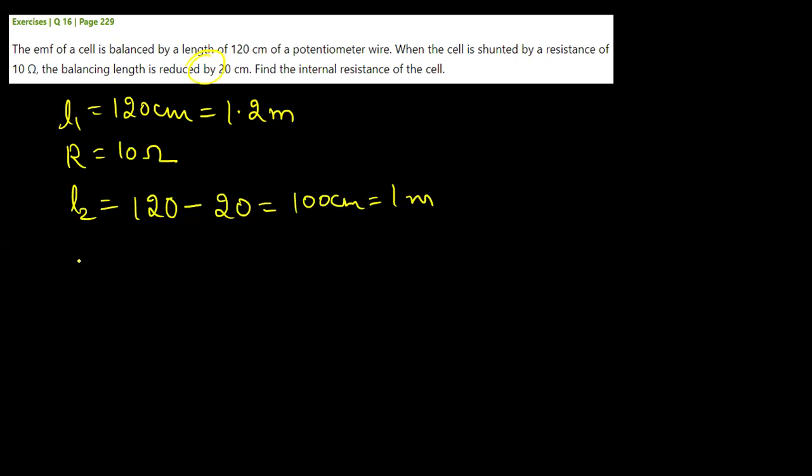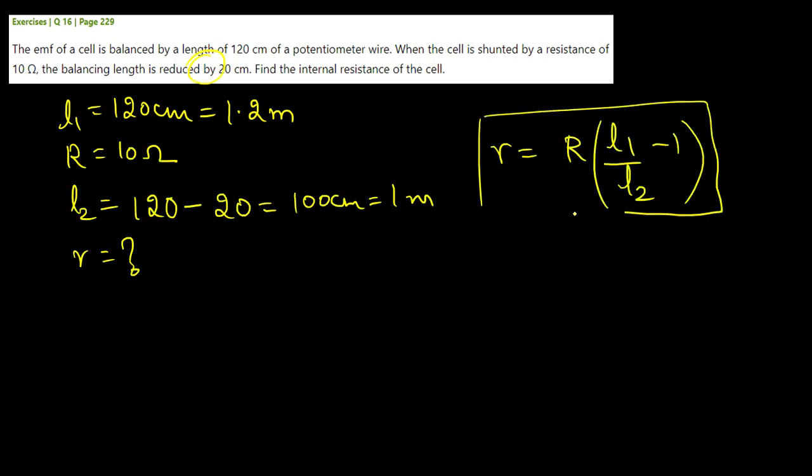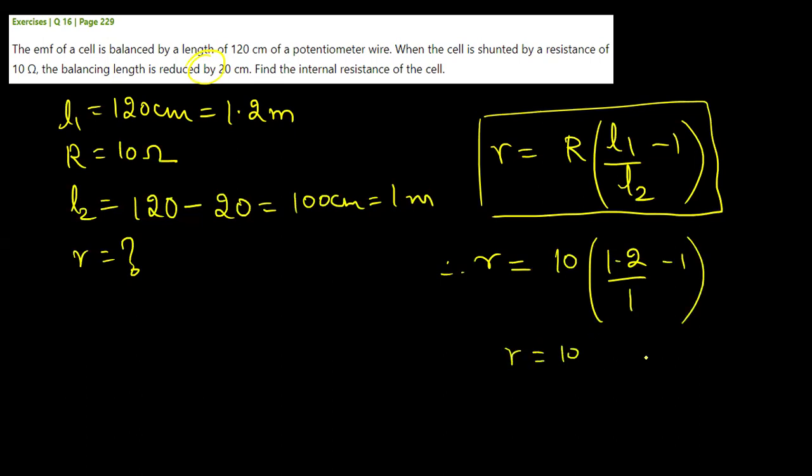Find the internal resistance, small r. The internal resistance of a cell is r equals capital R times L1 upon L2 minus 1. Simple formula. All values are given to us. Just substitute the values: 10 times 1.2 upon 1 minus 1. So r will be equal to 10 into 1.2 minus 1. That is 10 into 0.2.